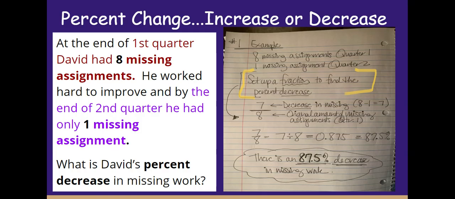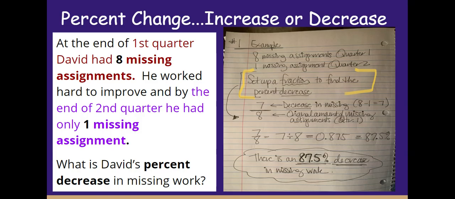7/8, which is not convenient to change to be out of 100. It's easier to divide to a decimal to get that. So 7 divided by 8, numerator divided by denominator, is 0.875, which is 875 thousandths. Percent means out of 100. So I'm only looking at the 87, and it's 87%, but we're going to bring the 0.5 along to be a little bit more accurate. 87.5% is the decrease. So if we had a story that David had 8 missing assignments, he had an 87.5% decrease from first quarter to second quarter.